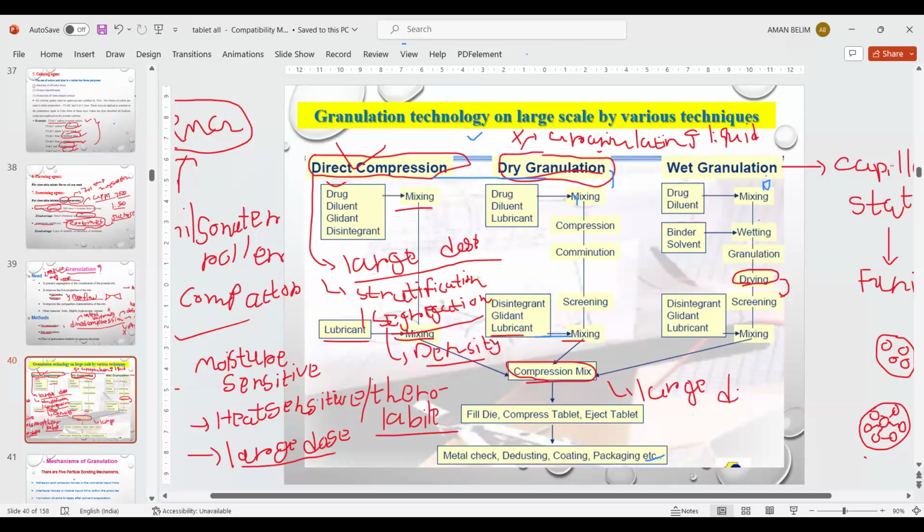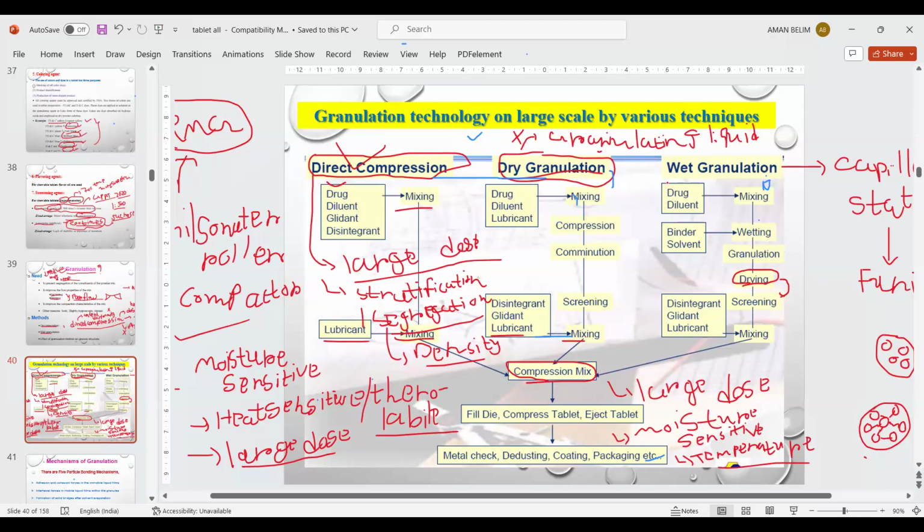And the most important one is for moisture sensitive APIs. For moisture sensitive APIs, this method can be used, and for a large dose. And also for APIs which are thermosensitive, okay? Thermolabile, you can say, or temperature sensitive. For them also, this dry granulation method can be used.